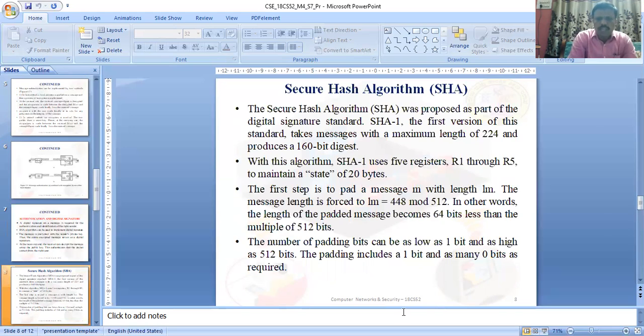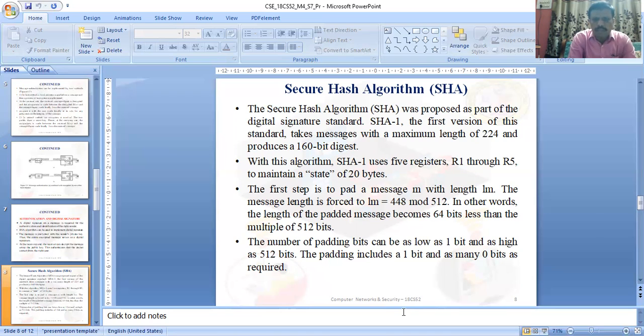Again, the secure hash algorithm. The secure hash algorithm was proposed as a part of the digital signature standard. SHA-1, the first version of this standard, takes messages with a maximum length of 2^64 and produces a 160-bit digest. With this algorithm, SHA-1 uses five registers, R1 through R5, to maintain the state of 20 bytes.